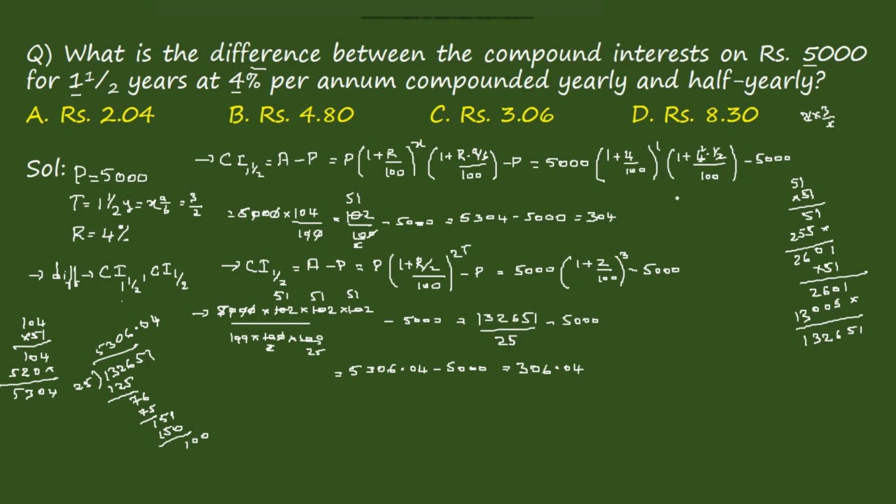Now we have to find the difference between the compound interest yearly and half-yearly, right? So yearly got as 304, half-yearly got as 306.04, right? So just find the difference between them. 306.04 minus 304 becomes nothing but 2.04. So the difference between these two is nothing but 2.04. So the answer is option A.